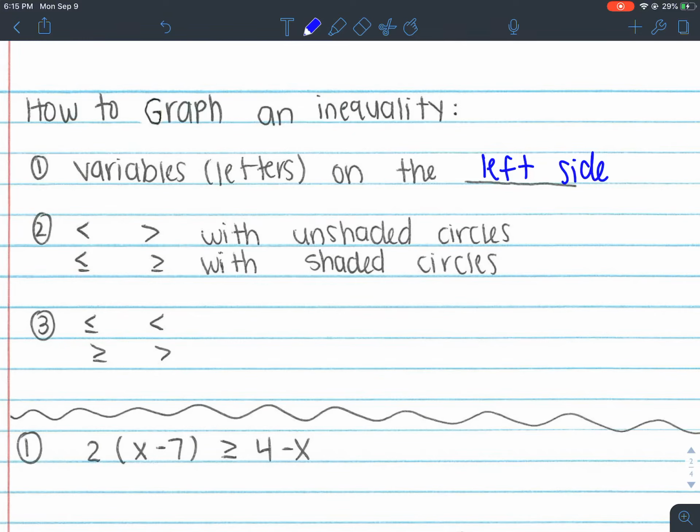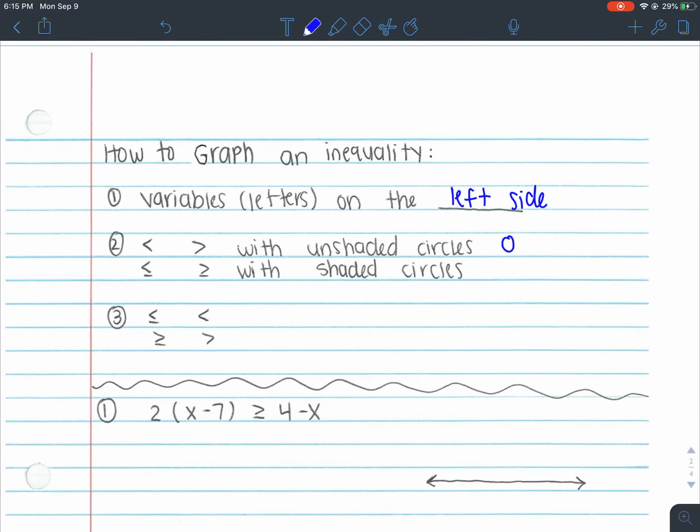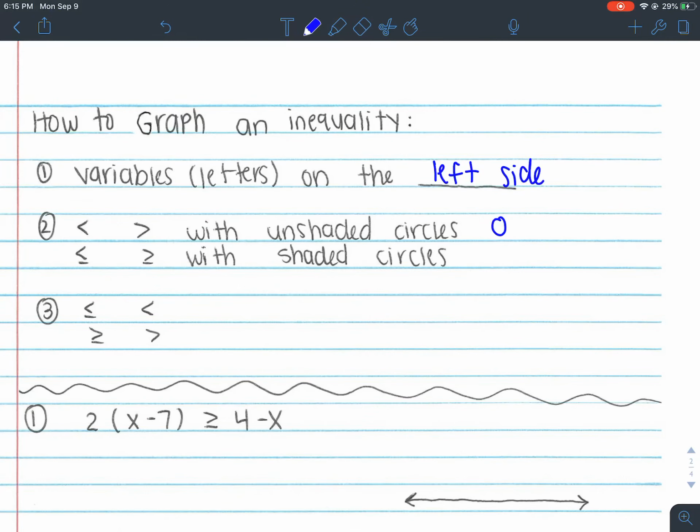All right, number 2. If you have a less than or greater than sign with no equal to, with no lines underneath, these are going to have unshaded circles, or what I call open circles. Okay? Now you have less than or equal to or greater than or equal to, you're going to have a circle that's filled in when you have your number line. So actually, I'll even draw a number line and show you what that would look like. So you would have an open circle there, and for the next one, you would have a closed circle. Okay? So one has an open, one has a closed. And it just depends on what your inequality sign is.